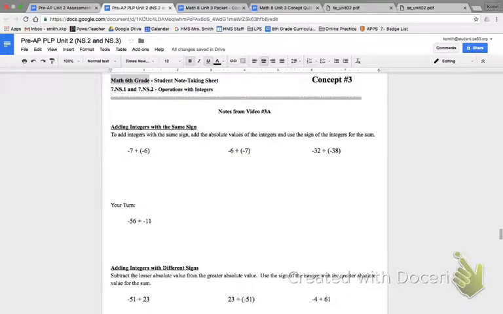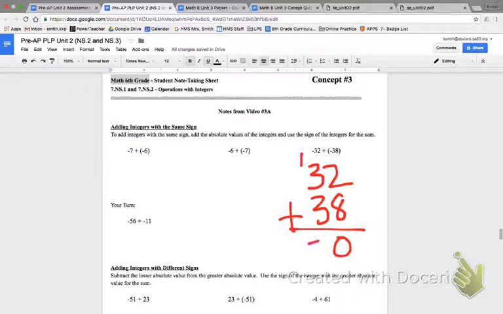Alright, let's do this next one together. Negative 32 plus negative 38. The absolute value of negative 32 is 32, and the absolute value of negative 38 is 38. I'm going to add those together, and I get 70. But I need to give the 70 the negative sign out front, because both negative 32 and negative 38 together would make negative 70.